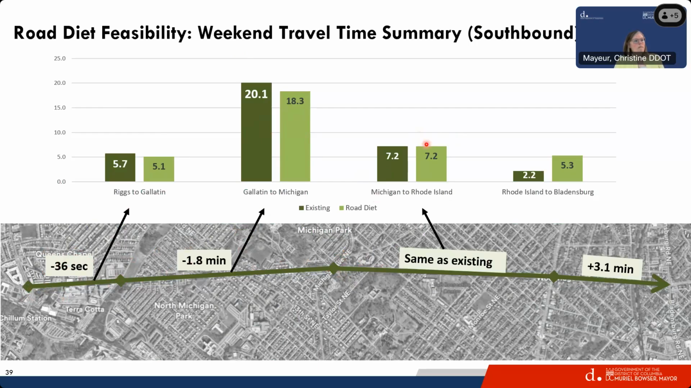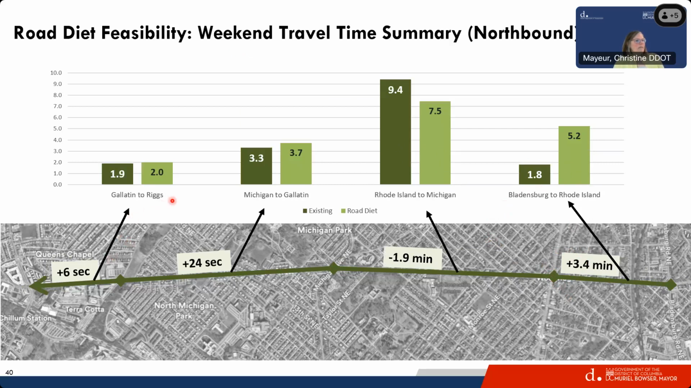The travel time stays about the same from Michigan down to Rhode Island, but from Rhode Island down to Bladensburg is where we see the most increase, about a 3.1-minute increase in travel time. Heading northbound on the weekend, you'll see again about a 3.4-minute increase when we reduce a lane between Bladensburg and Rhode Island.